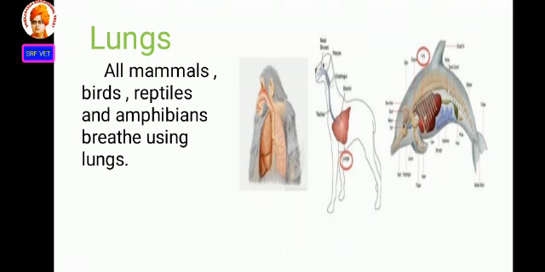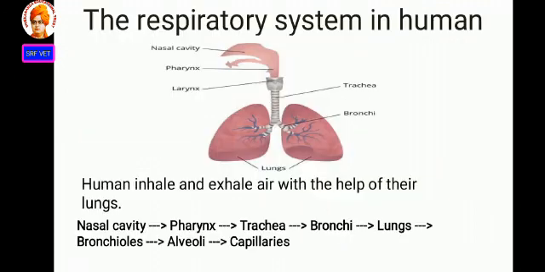The next one, lungs. All mammals, birds, reptiles and amphibians breathe using lungs. The respiratory system in humans. Humans inhale and exhale air with the help of their lungs. Air is inhaled through the nostrils. The first step, the inhaled air enters the nostril cavity.